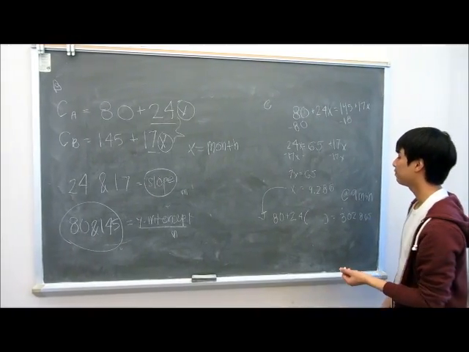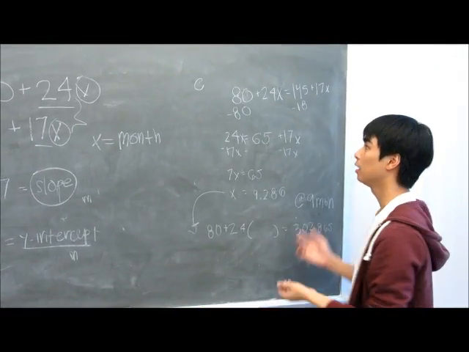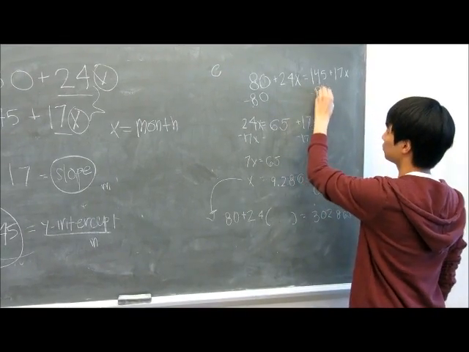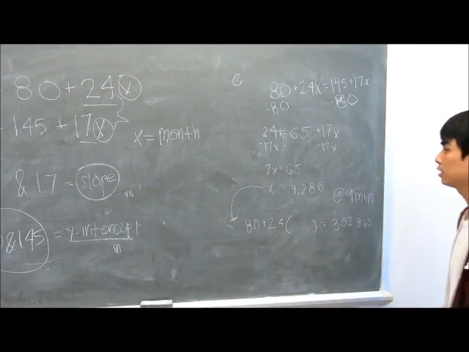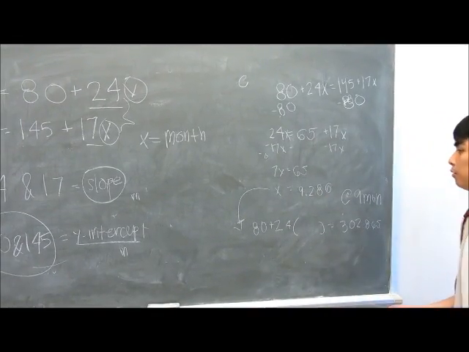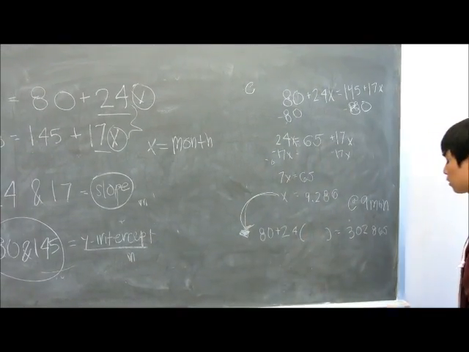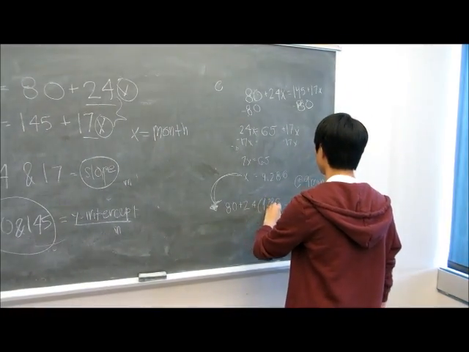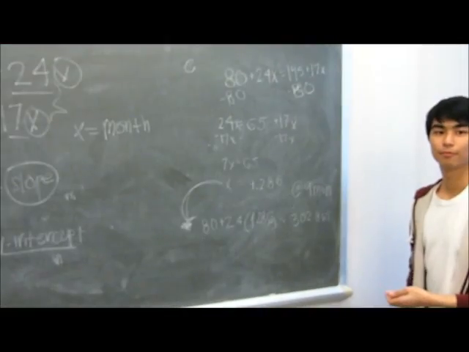For part C, we're trying to find out at what price both of the printers meet. To find this, we put them equal to each other at first, and then subtract 80 on both sides. Then you subtract 17 on both sides to get 7x equals 65. You divide 7 on both sides and you should get x is equal to 9.286, which is equal to about 9 months. And then you plug in x into the equation to find out what price they meet at, and if you do that, the equation should equal $302, which is the price they meet at.